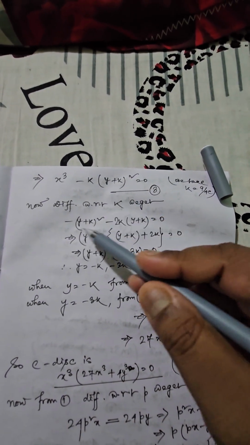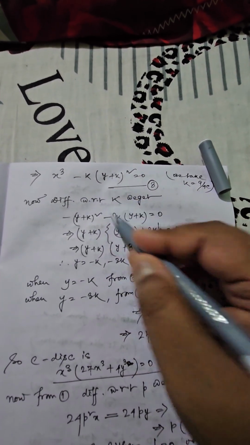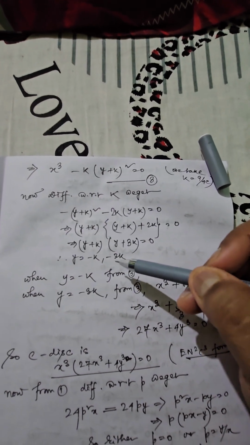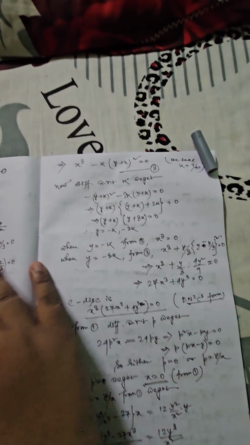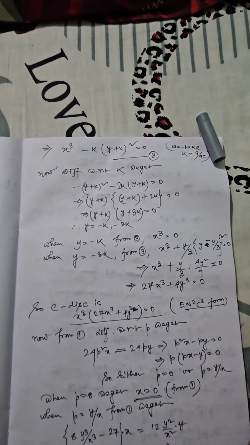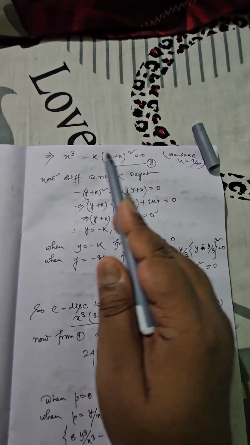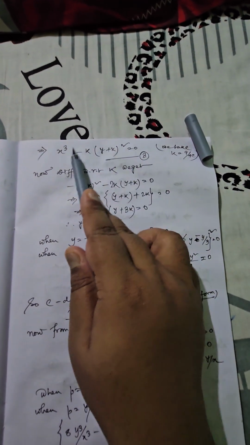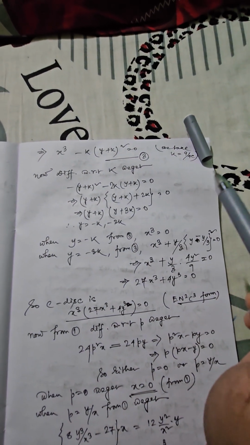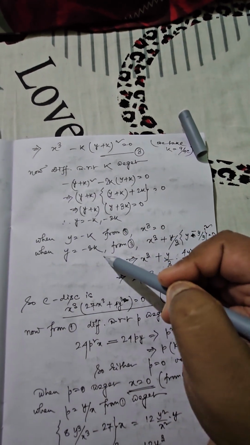So it will give you (y + k) whole square, then obviously k remains fixed, minus 2k into (y + k). After simplification you will get two factors, one is y + k, another one is y + 3k. Now equating these two expressions separately with 0, you will get y equal to minus k and y equal to minus 3k. Whenever you are putting y equal to minus k, this equation will give you x cube equal to 0. Now don't reduce it as x equal to 0. X cube equal to 0, keep this one intact. Similarly, y is equal to minus 3k.